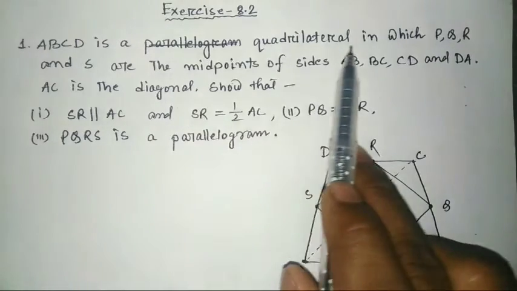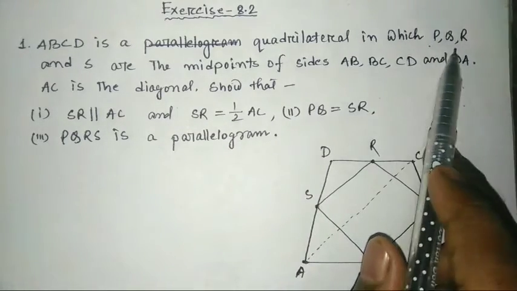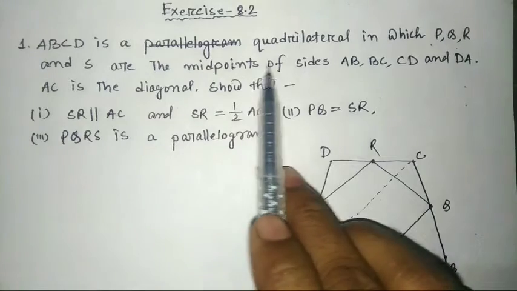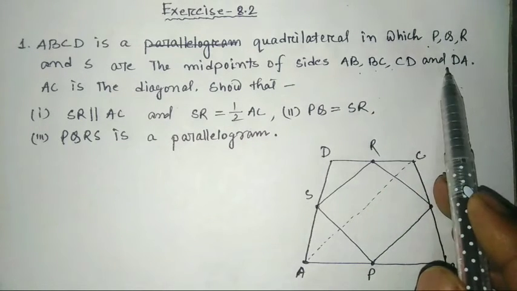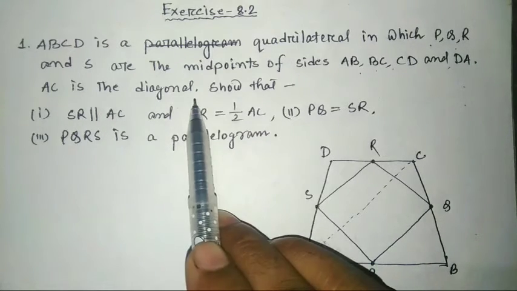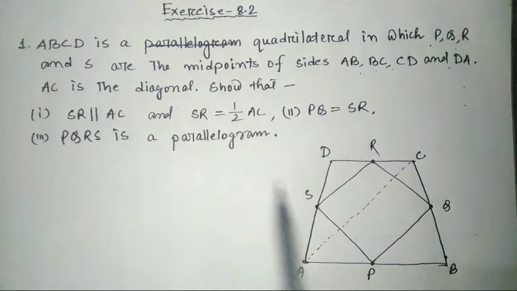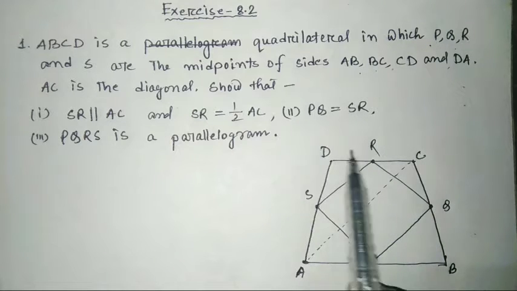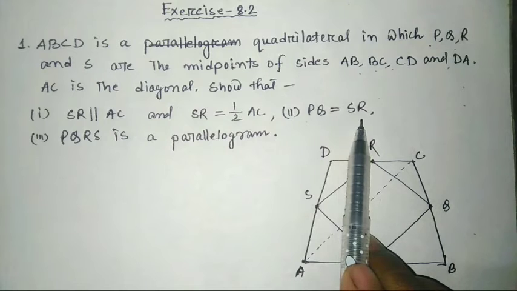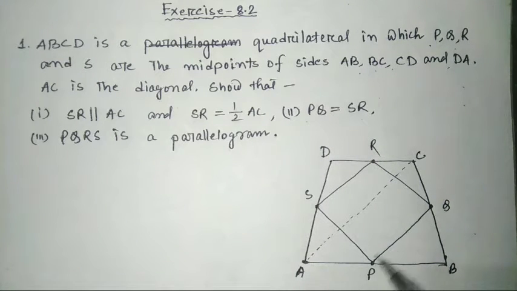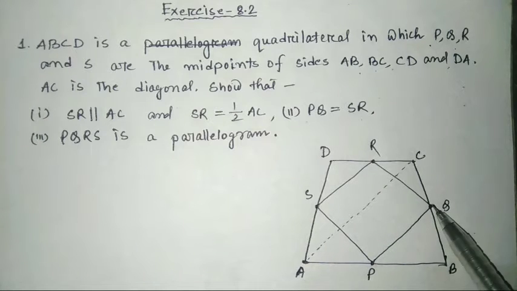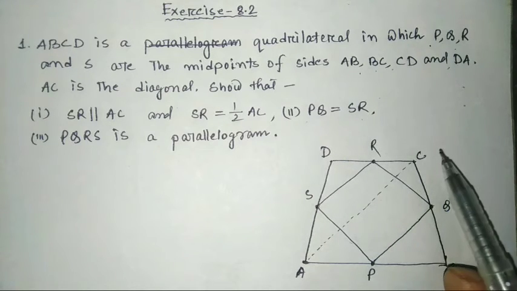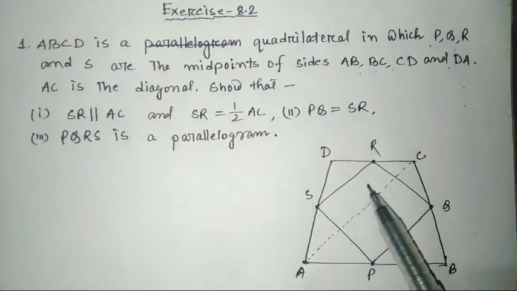ABCD is a quadrilateral in which P, Q, R and S are the midpoints of sides AB, BC, CD and DA. AC is the diagonal. Show that SR is parallel to AC and SR is half of AC. Second, PQ is equal to SR. And PQRS is a parallelogram. These three things we have to prove from this figure.